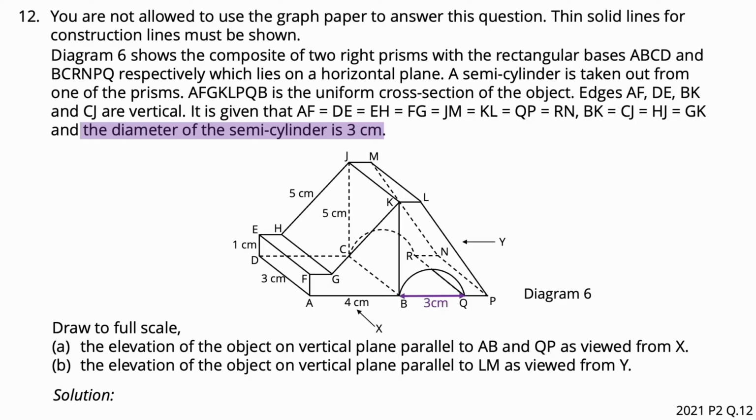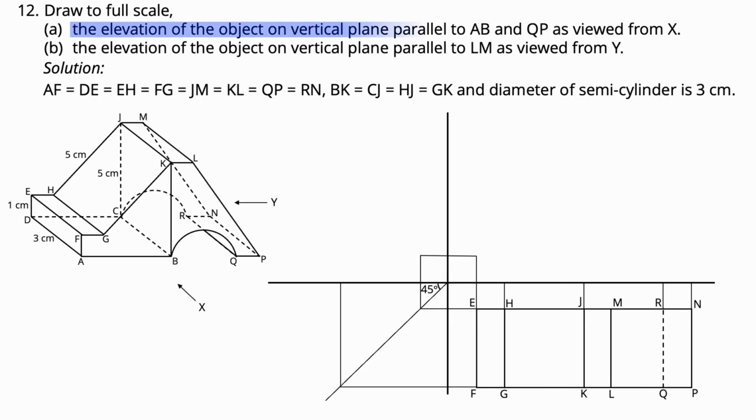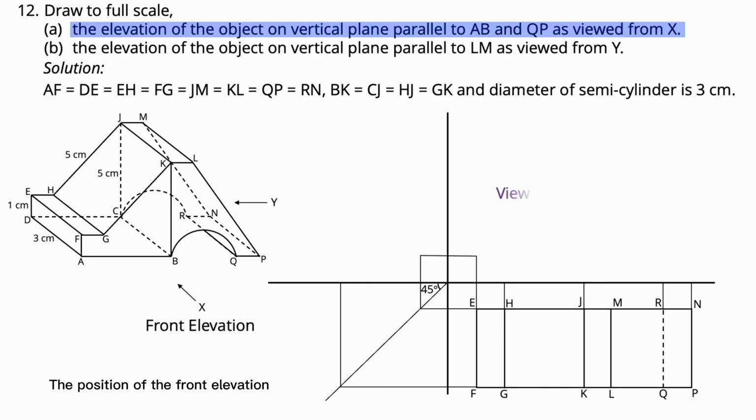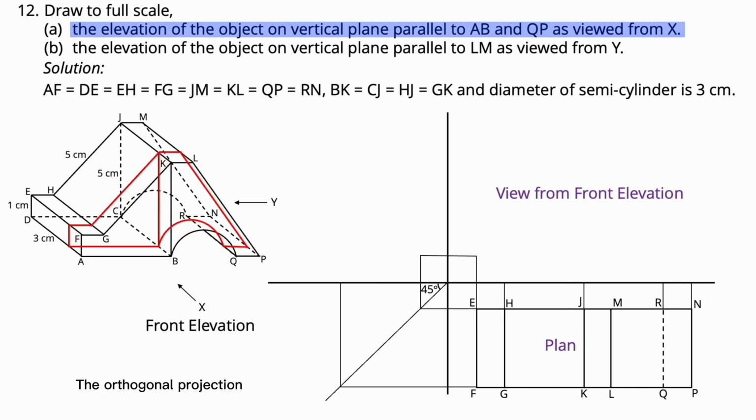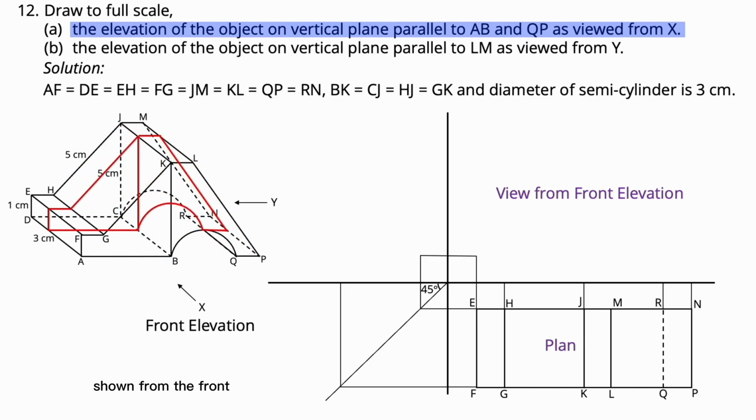Draw to full scale, question A, the elevation of the object on a vertical plane parallel to AB and QP as viewed from X. The elevation of the object as viewed from X is a front elevation. The position of the front elevation is at the top of the plane. The orthogonal projection shown from the front.